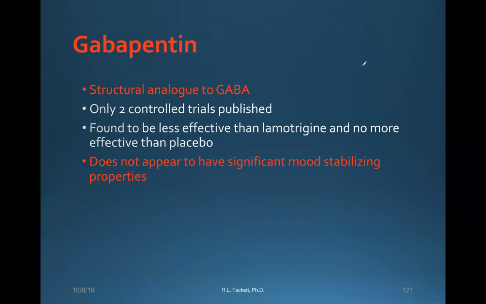Gabapentin is a structural analog to GABA, so very similar in structure to GABA. There have been two controlled trials published. It was not as effective as lamotrigine and actually showed no more effectiveness than placebo. So from that standpoint, it doesn't appear to have any significant mood stabilizing properties, although you will see it used sometimes there.